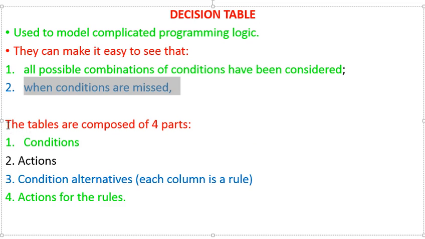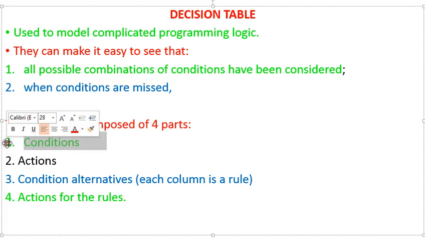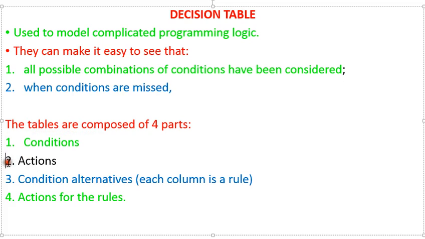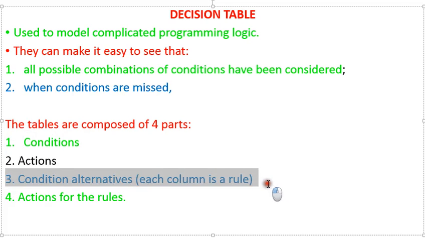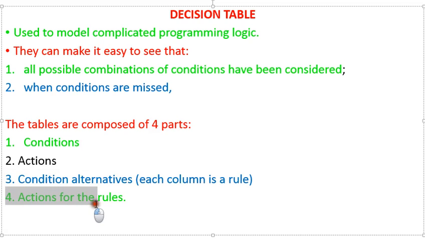And these tables have 4 parts. Part number 1 is the conditions, part number 2 is the actions, and part number 3 is the alternatives of those conditions. And those alternatives for each condition, we call them rules, and they are placed in the columns of the table. And the last one, number 4, is the action for the rule. That is, if we get the rules, what actions do we take on them in order to implement them?